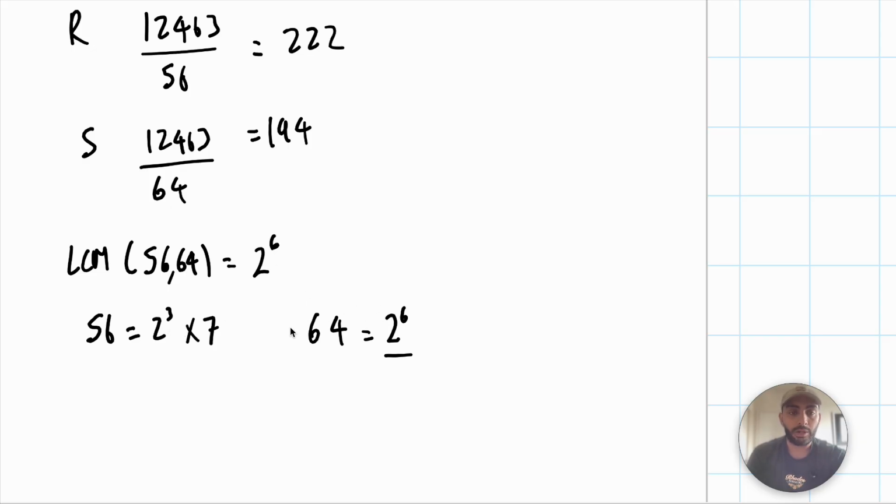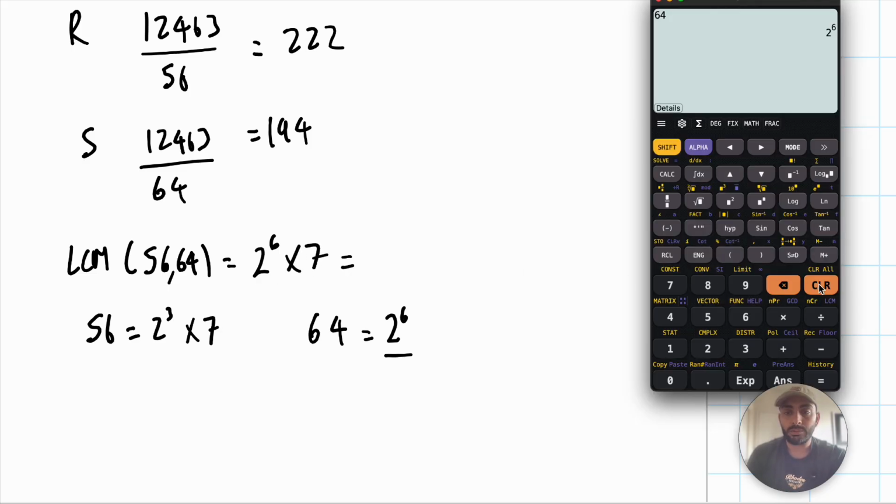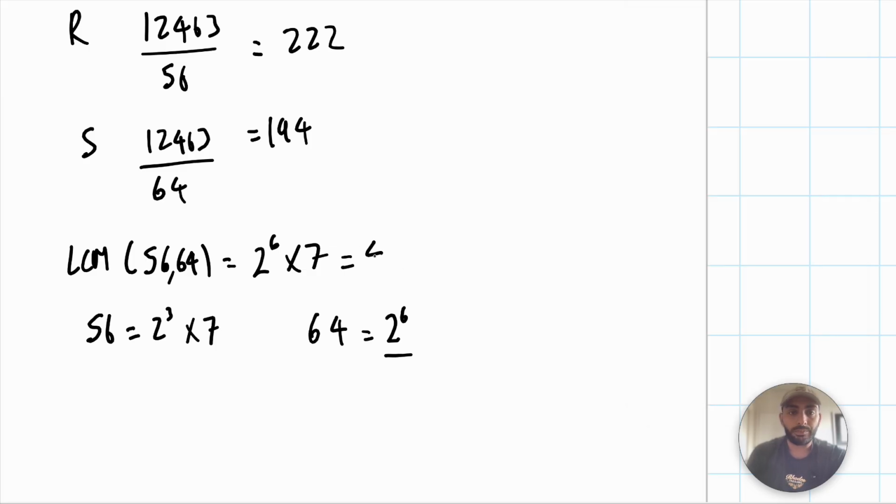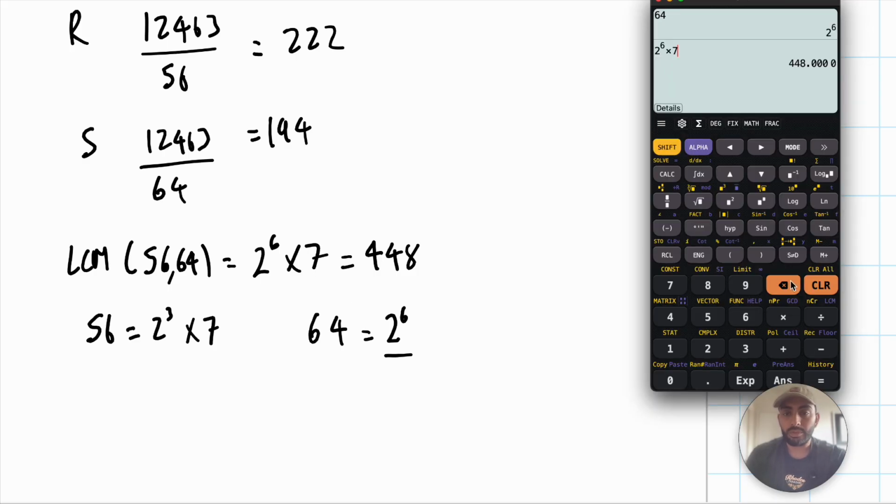So I've got 2 to the power of 6 multiplied. There's only a 7 here, so I would multiply that by 7. That will tell me my lowest common multiple. So 2 to the power of 6 multiplied by 7, which gives me 448. And one way you can check this is you can use your calculator. You can type in alpha and the button where it says LCM, and I want 56, comma, so shift and 64. That tells me the lowest common multiple is 448, so I know I've got this one correct.